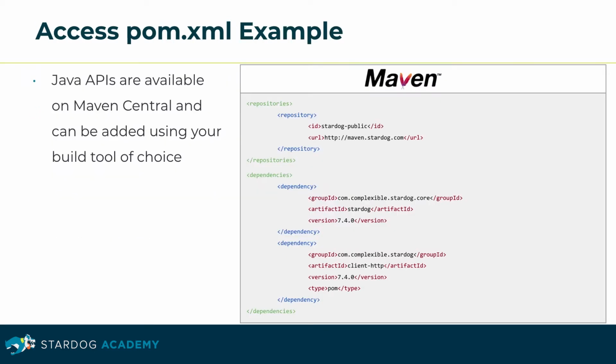So we have a couple quick examples. The first one is a Maven pom.xml. It starts with the repository, maven.stardog.com, followed by the two dependencies, the Stardog core, and finally the client HTTP. Note that it is a type POM dependency, meaning that it refers to other dependencies and does pull in the dependency tree. You can use the Maven CLI or the Gradle CLI if you want to print that out, if you have any concerns about third-party libraries that Stardog pulls in.